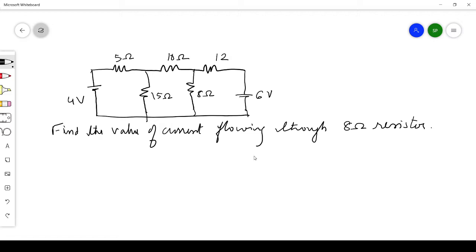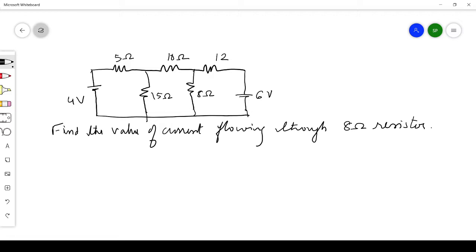So this is the problem I am going to solve. In this network, you can see that there are two sources, 4 volt and 6 volt, and the question is to find the value of current flowing through the 8 ohm resistor. According to the superposition theorem, we consider only one source at a time. Suppose we are considering 4 volt, then we remove the 6 volt from the circuit by replacing it with its internal resistance, or if it is not there, then by a short circuit.